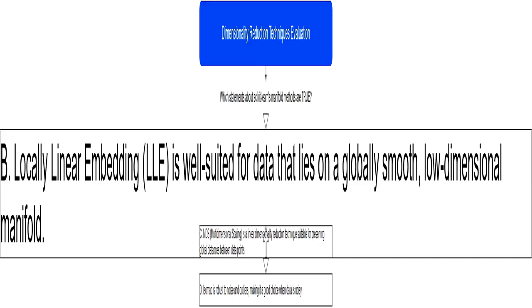LLE shines when I have data points that form a smooth, lower dimensional shape within a higher dimensional space. Imagine a rolled-up piece of paper. It's two-dimensional, the paper itself, but exists in three-dimensional space. LLE excels at uncovering that underlying, simpler shape.